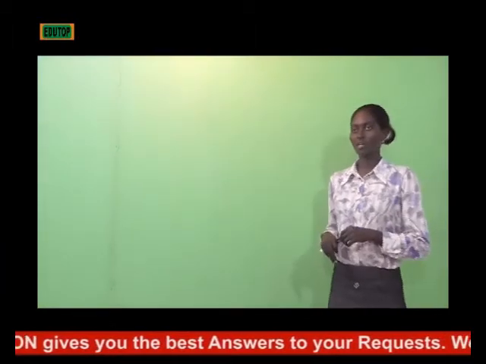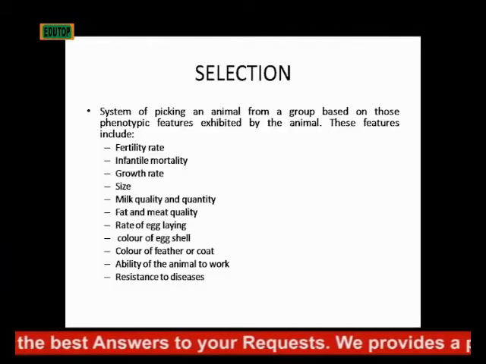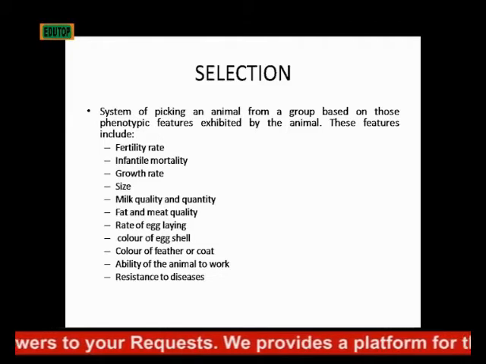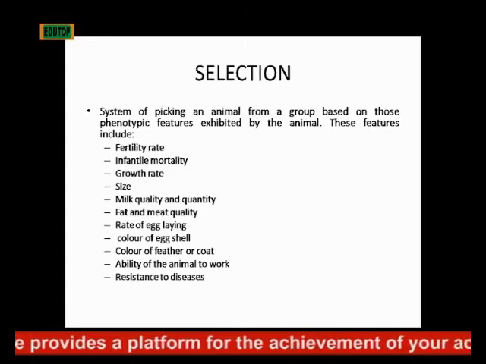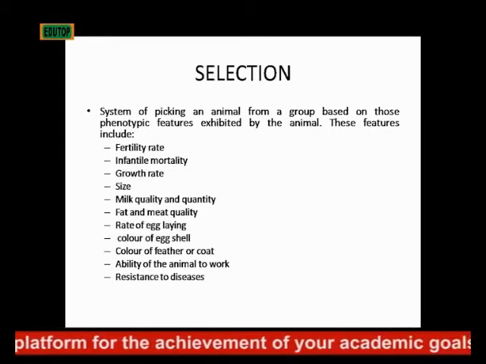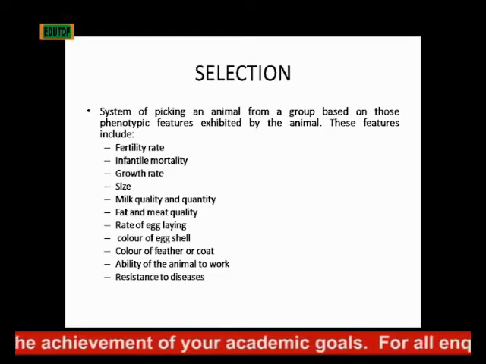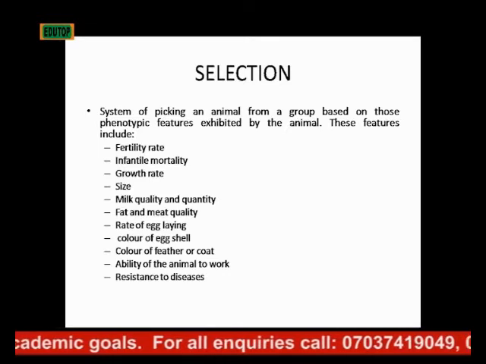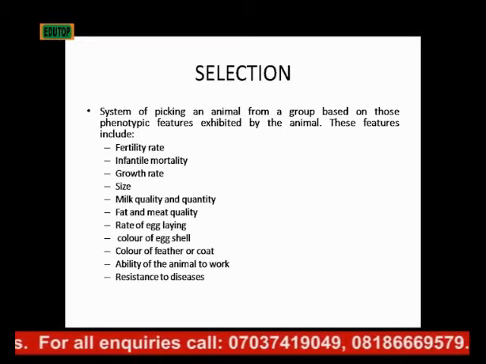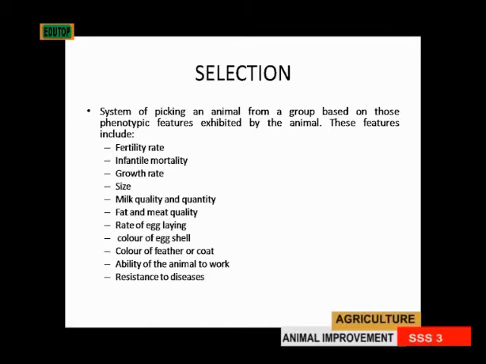The physical features include the fertility rate, okay, it reproduces well, and infantile mortality, that is, the young don't die early. It's not that after it has given birth, it's very fertile and has 10 young ones, and before you know it, in 1 month, 8 of them are gone. No. So the animals should go through the infancy stage without dying. Then growth rate is another feature you consider. The size, then the milk quality and quantity of milk are also features considered in selection.